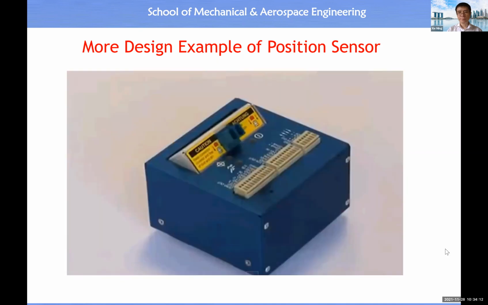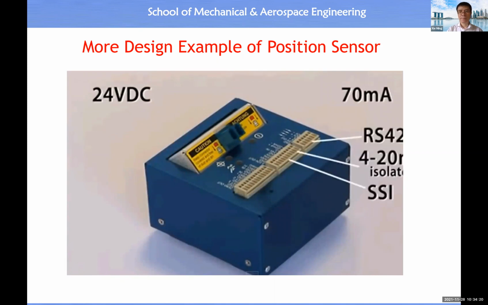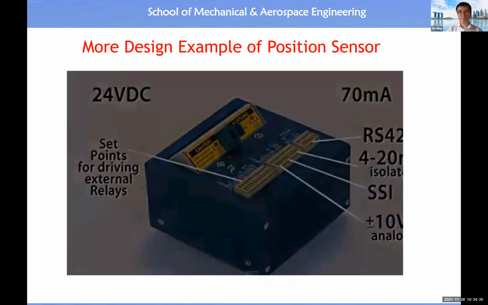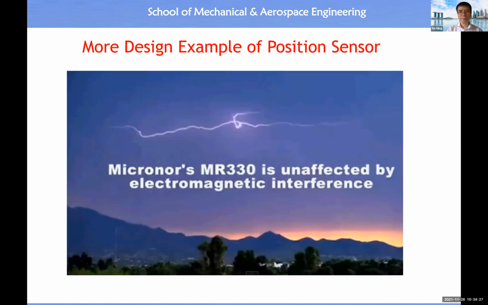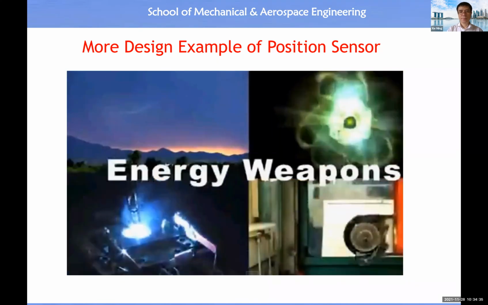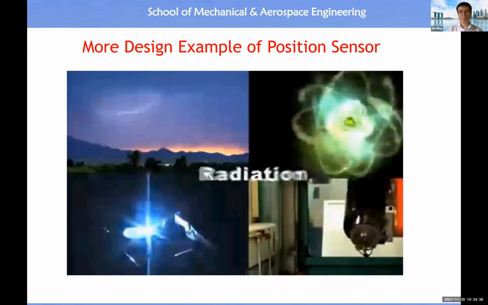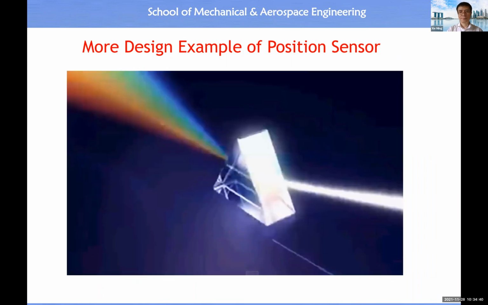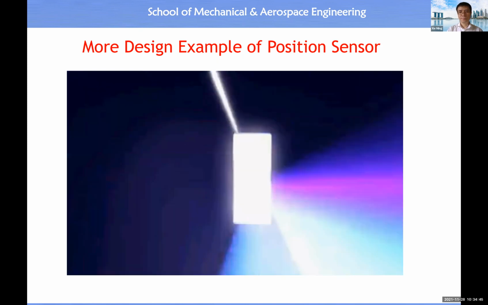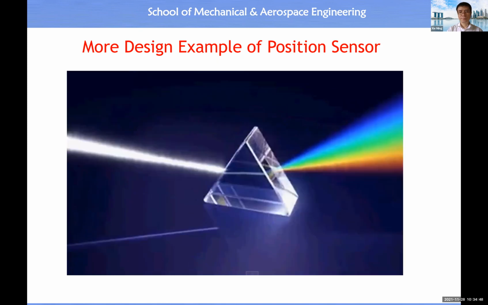The controller is powered by a 24-volt DC and consumes only 70 milliamps. Numerous position output interfaces accommodate many applications. The sensor is unaffected by electromagnetic interference, lightning strikes, electrical discharges, energy weapons, magnetic fields from motors, and radiation. The positional information is embedded into the light spectrum and not the amplitude. Thus, it's unaffected by a varying loss in the fiber optic lines.